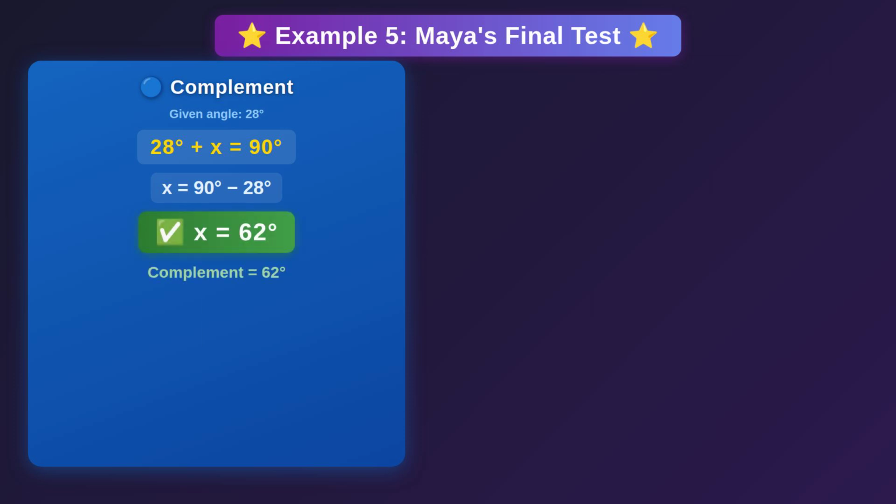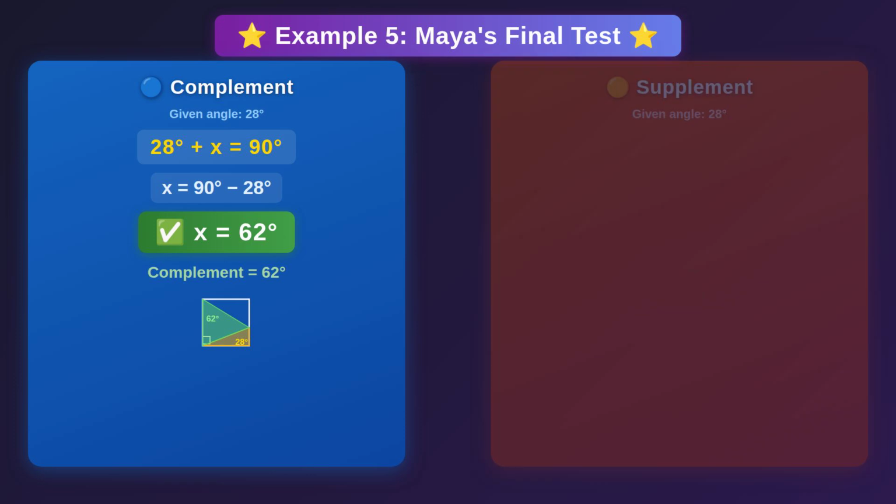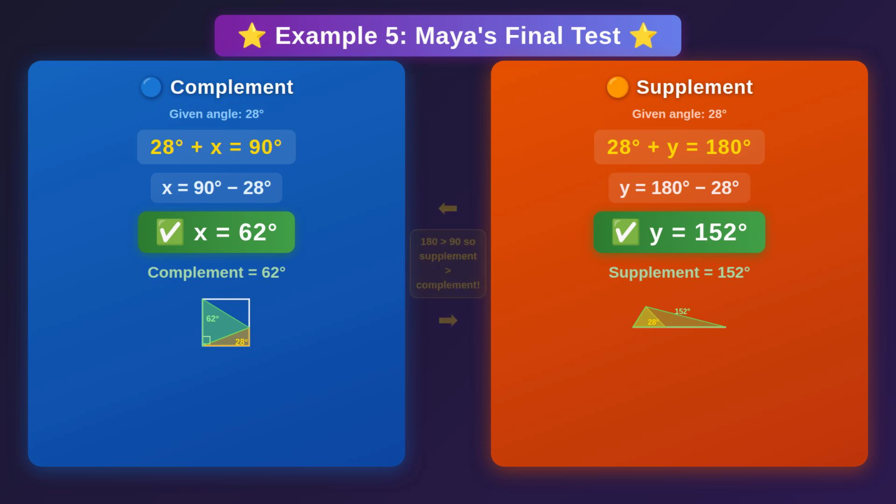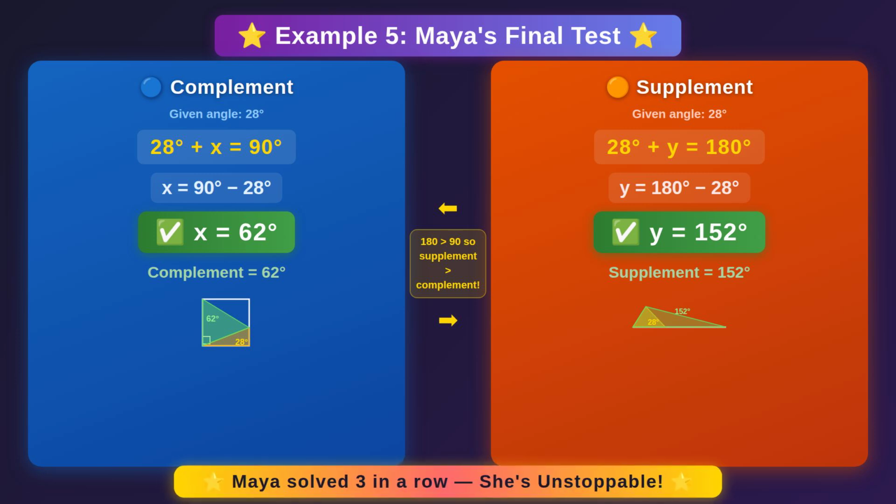Look at Maya go. Her teacher gave her one angle and asked two questions. Given an angle of 28 degrees, what is its complement and what is its supplement? For the complement, 28 plus x equals 90. x equals 90 minus 28, which is 62. So the complement is 62 degrees. For the supplement, 28 plus y equals 180. y equals 180 minus 28, which is 152.